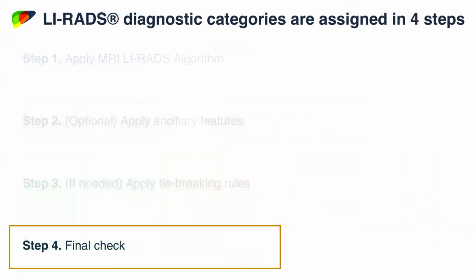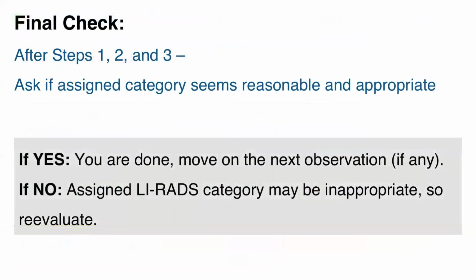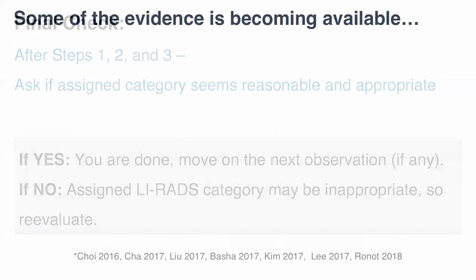And finally, check yourself. Ask yourself if the assigned category seems reasonable and appropriate. If yes, you are done, move on to the next observation. If no, you might have made a mistake, so start over again.